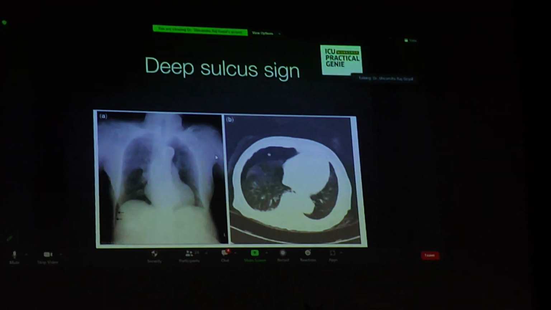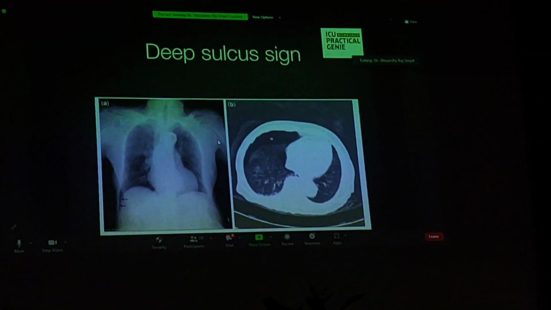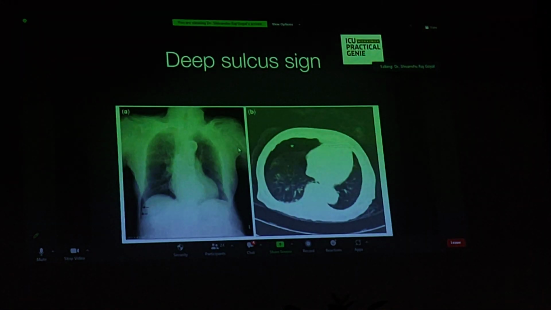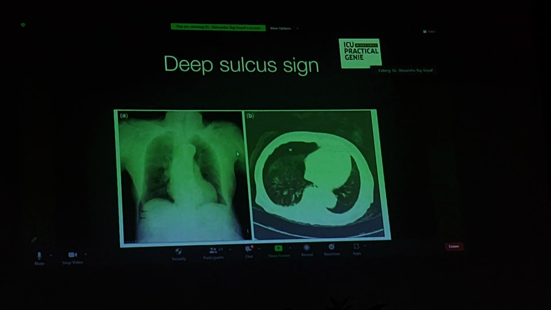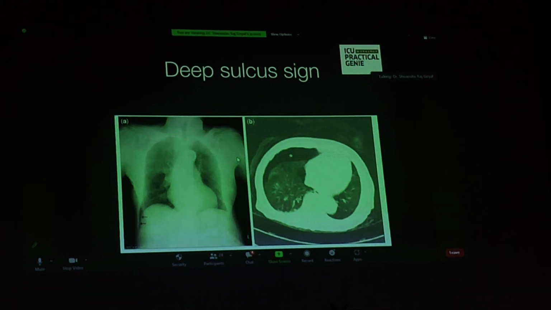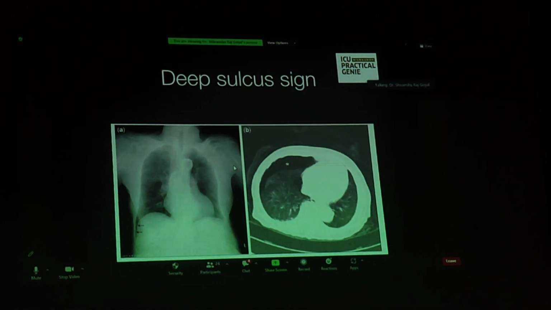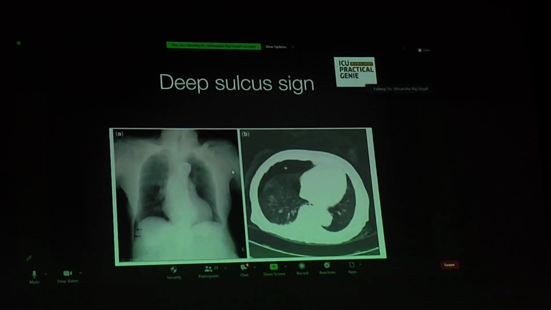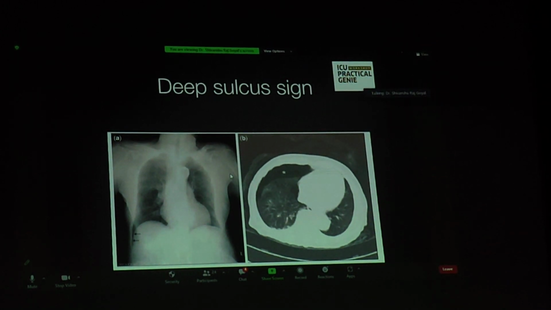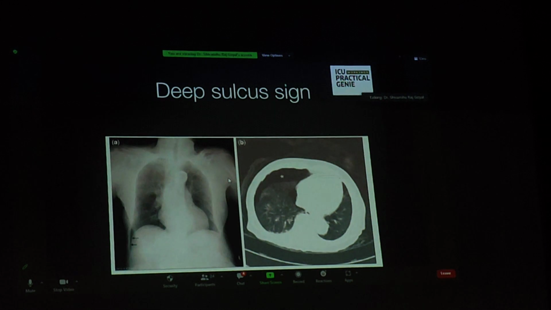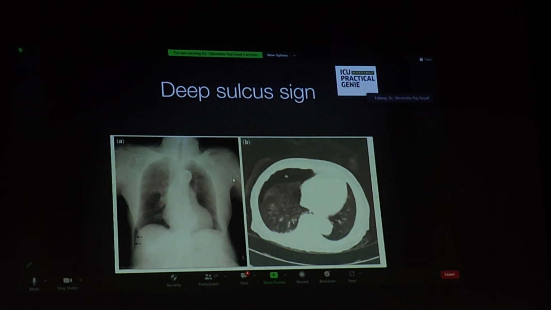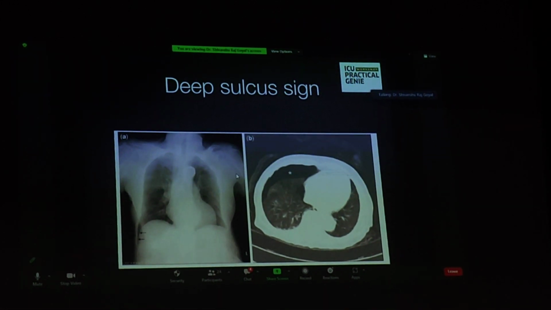A very important sign in patients who are on a ventilator: sometimes you do not see a classical pneumothorax, but train your eyes when you do an X-ray and you see a shadow which is going down like a rat tail below a costophrenic angle. This is called a deep sulcus sign. Deep sulcus sign is typically a pattern of an early pneumothorax happening.